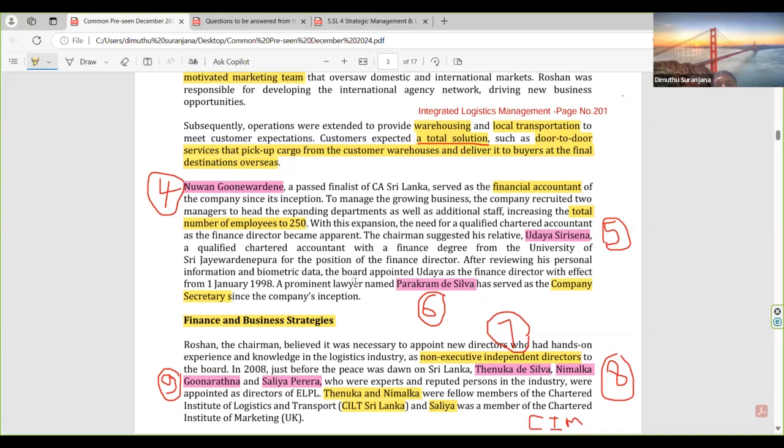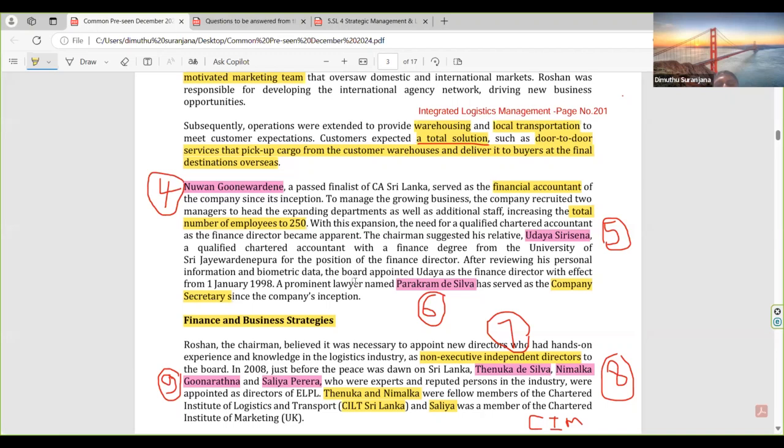With this expansion, the need for a qualified chartered accountant as a finance director became apparent. So he was not a qualified person, no? Right? He was acting as the financial accountant, but now the company is expanding. At present, they have 250 employees. Therefore, the need arose to recruit a finance director.